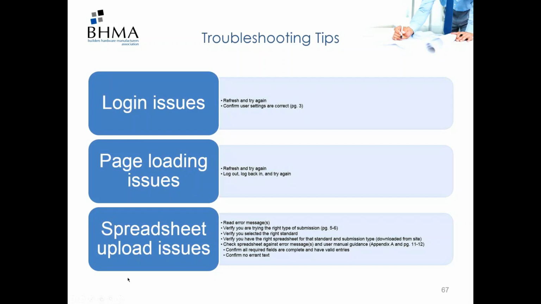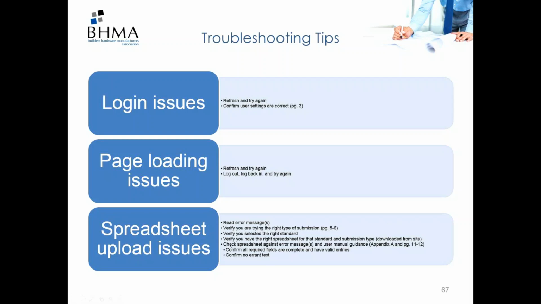And then if you're having issues with uploading the spreadsheet, it's very important that you're reading the error message if you're getting one. Make sure that you're trying the correct type of submission that we've explained. Make sure you selected the right standard. Like I said, if you're using the wrong spreadsheet for a particular standard, it's just not going to go through. Make sure you have the correct spreadsheet for that standard and submission type. And so you should always be downloading it from that little window that pops up when you're working through the new submission workflow on the website.